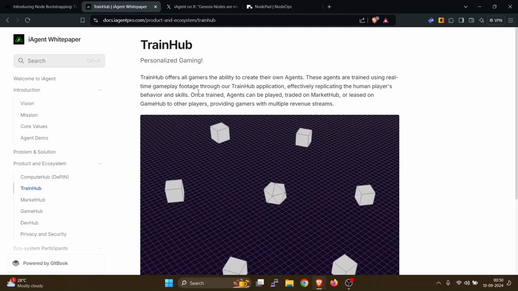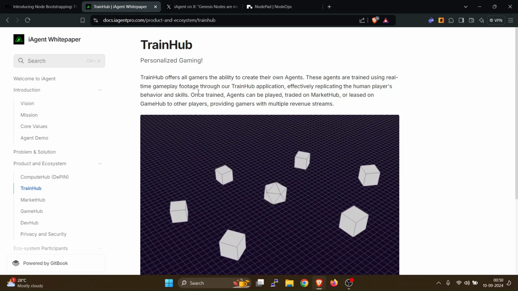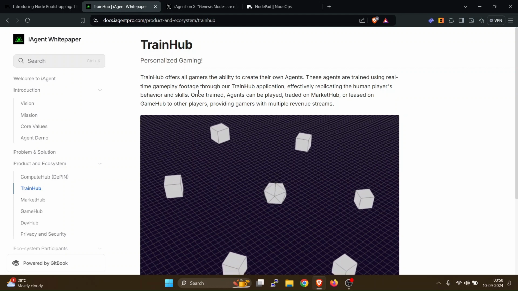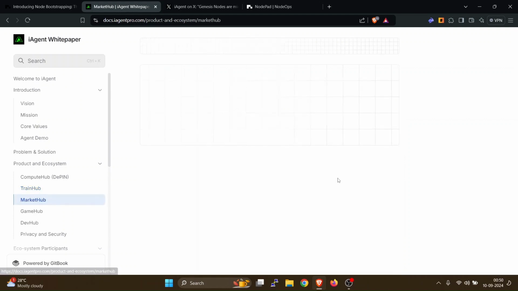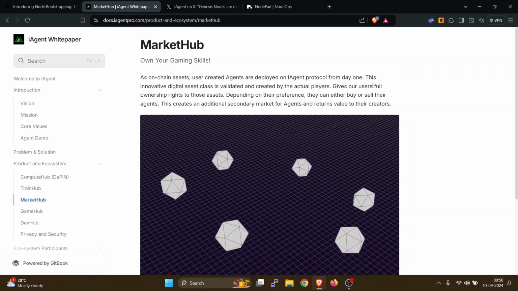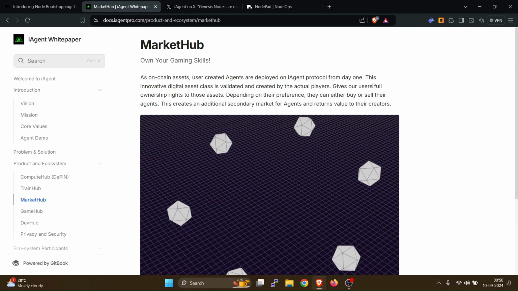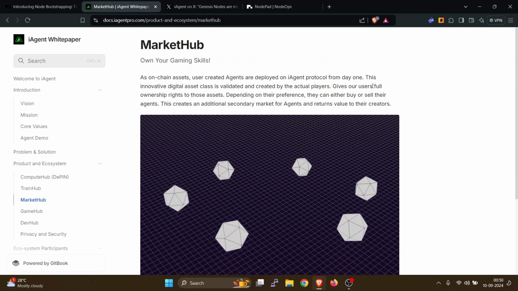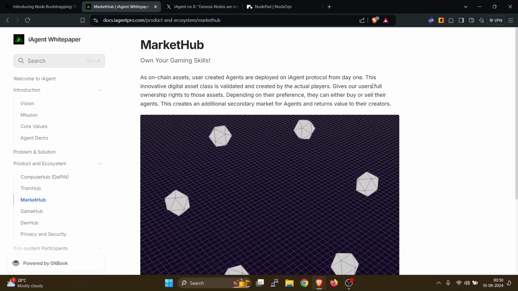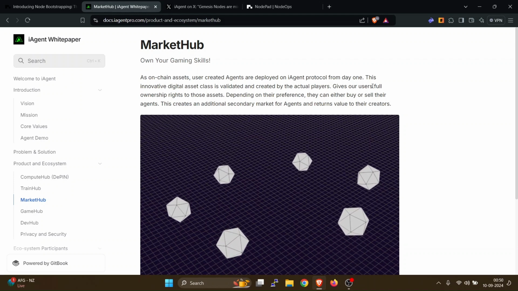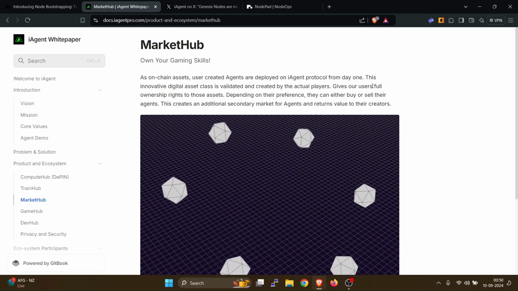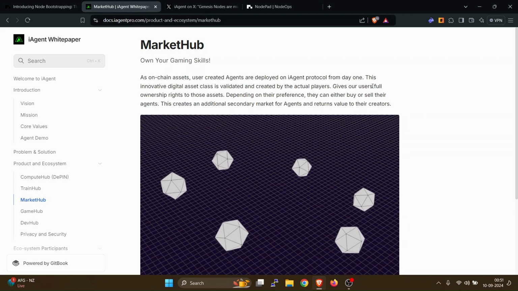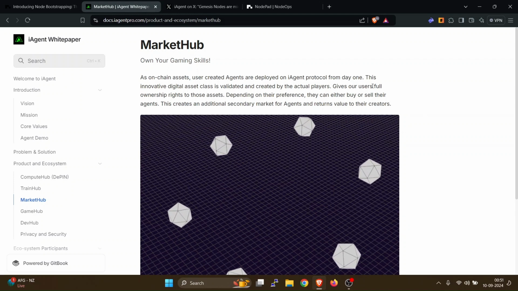Once the agents are trained and they get leveled up, they have good statistics in the rankings, and they move into the Market Hub. The Market Hub is a place where the trained agents are converted into digital assets, basically what we call NFTs. So the NFTs have the ownership rights, so the owner can actually sell those in NFT or cryptocurrency. That is the iAgent token.